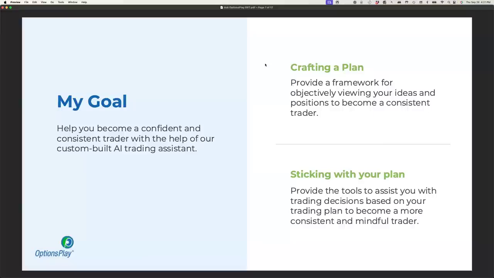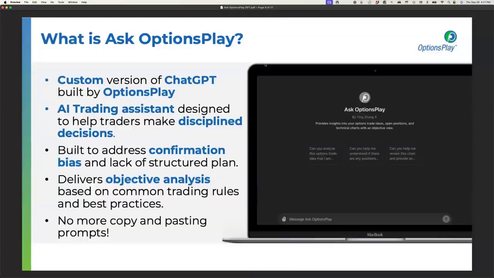So let's jump right into what is Ask Options Play. For those of you that have used ChatGPT, hopefully you are familiar with the concept, as you may have attended one of our sessions before where we showed you how you can use ChatGPT for various purposes.